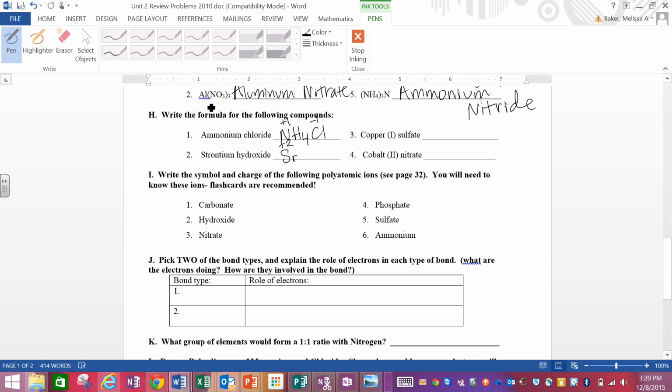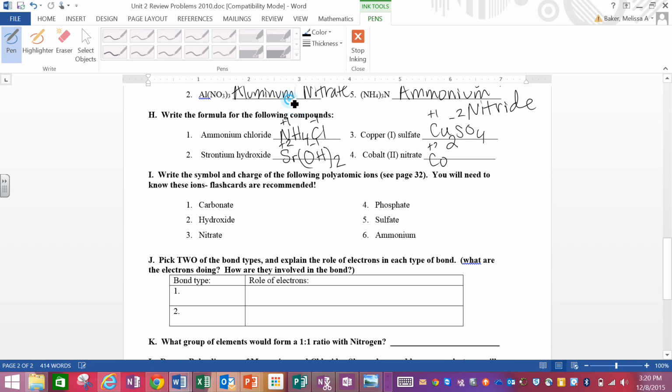Strontium, +2 charge, hydroxide, -1, so we need to crisscross, which means we need parentheses, because anytime you have more than one polyatomic ion, you need parentheses. Number 3, copper's got a +1, sulfate's got a -2, this becomes Cu2SO4.